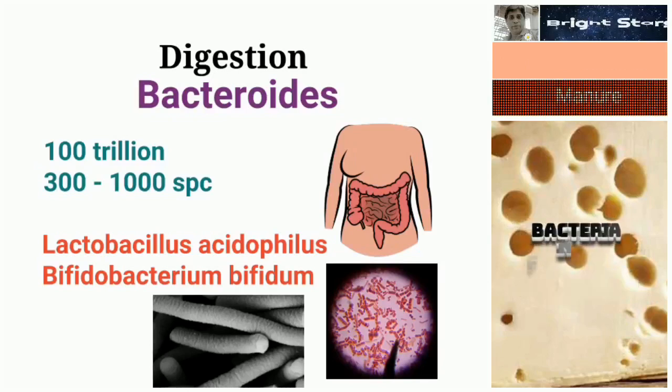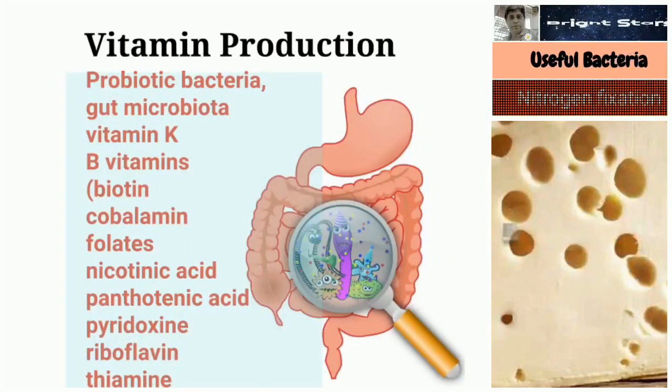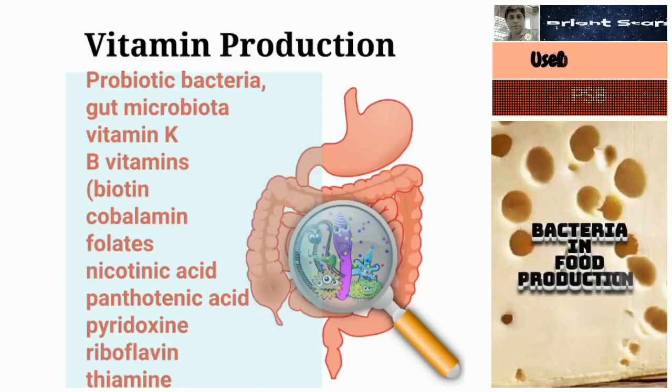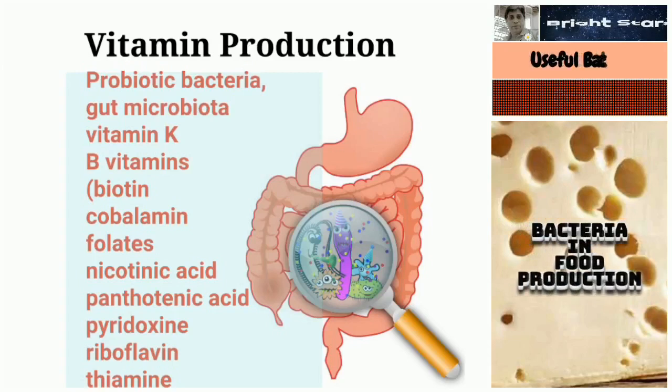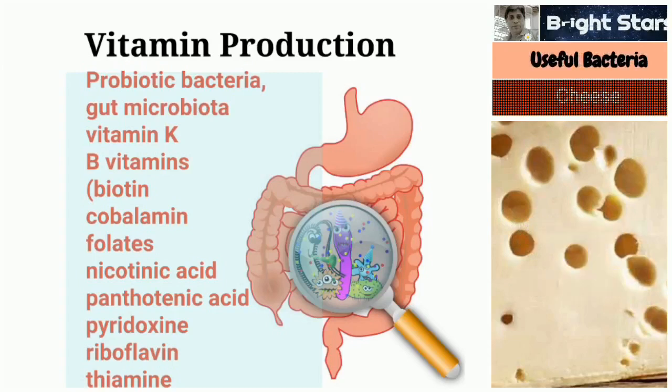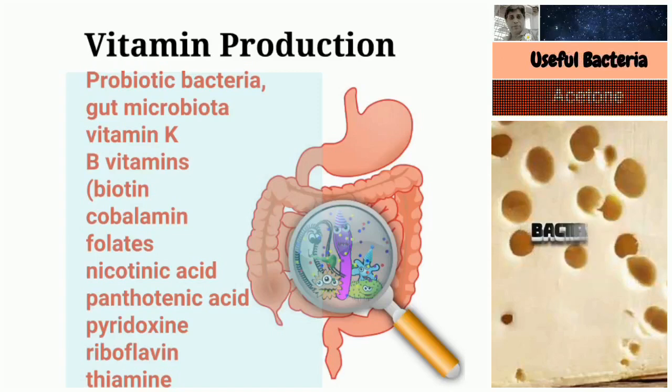Without that, we cannot digest our food. In the same way, vitamin production: different kinds of vitamins are produced by bacteria. For example, here you see those bacteria we call probiotic bacteria, or gut microbiota. For example, vitamin K, and B vitamins like biotin, cobalamin, folates, nicotinic acid, pantothenic acid, pyridoxine, riboflavin, thiamine. So many different kinds of vitamins, especially vitamin K and B, are produced by microorganisms or bacteria present in our intestine.